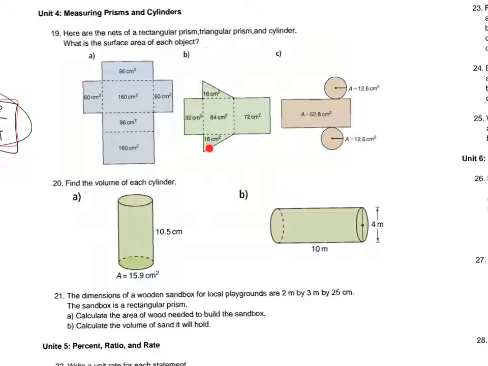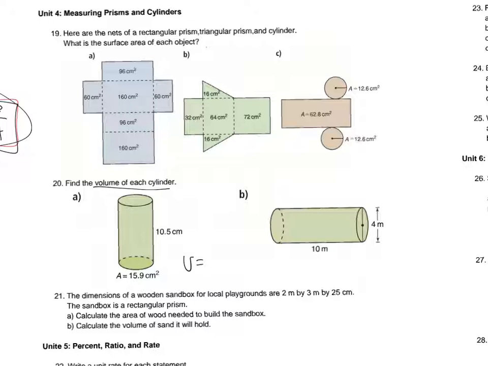Same thing for this triangular prism and for the cylinders, okay? It's pretty simple when you are given the areas because all you're doing is adding up the areas that are already given to you. Unless sometimes you might not be given the area of them, you might be given the dimensions. If you're given the dimensions, you have to calculate the area of each of the rectangles and then add it up, okay? And then volume of each cylinder.